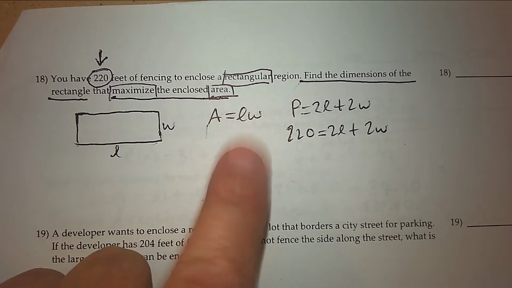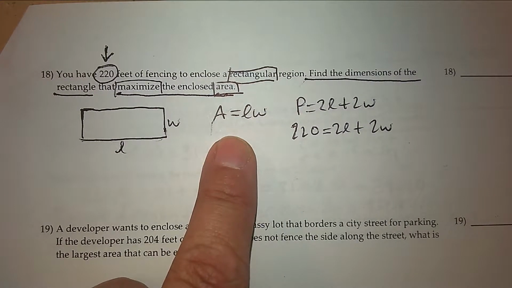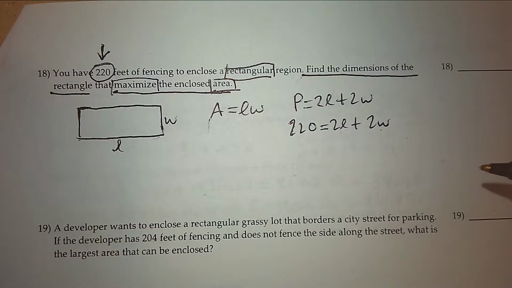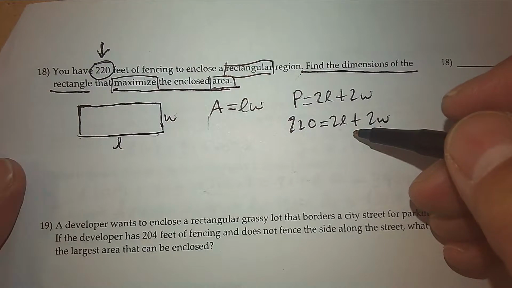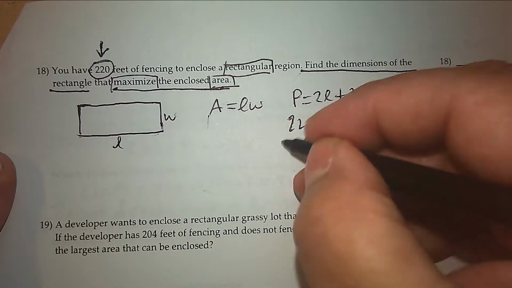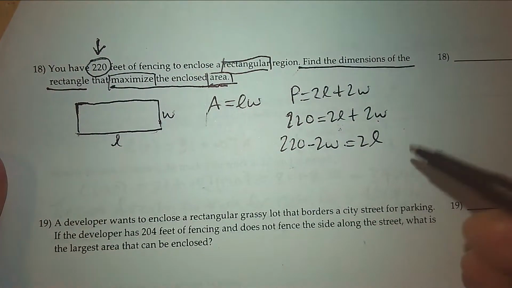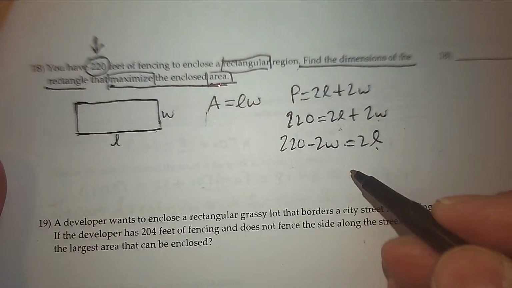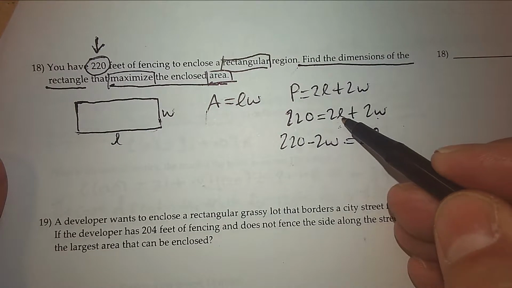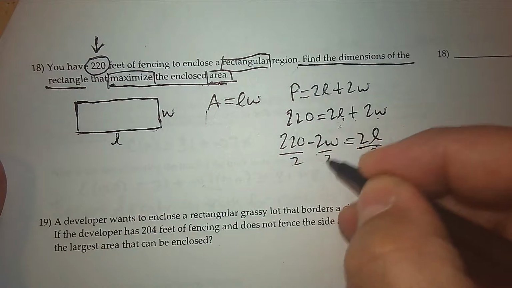Now, the challenge with this is I have too many unknowns. So what I'm going to do is take one equation and make a choice. I'm going to solve for either length or width, and I'm going to plug into the area. I'm going to solve for the length. So step one is subtract 2w. I want to get L by itself and then use it to plug into the first equation. So how do I get L by itself? Subtract 2w. And then divide everything by 2.